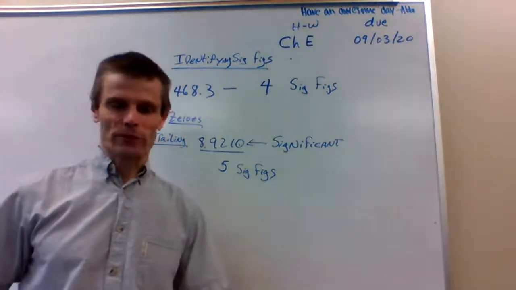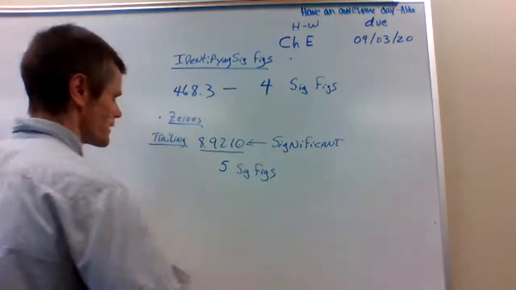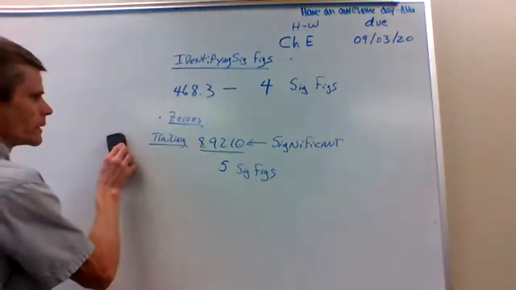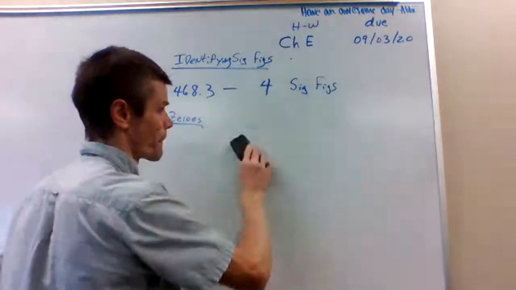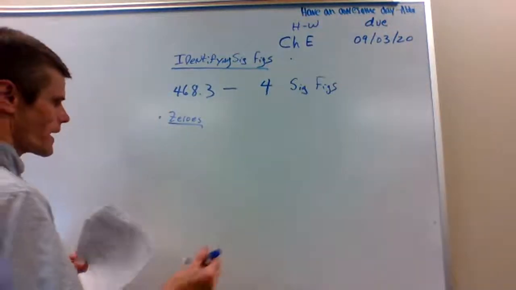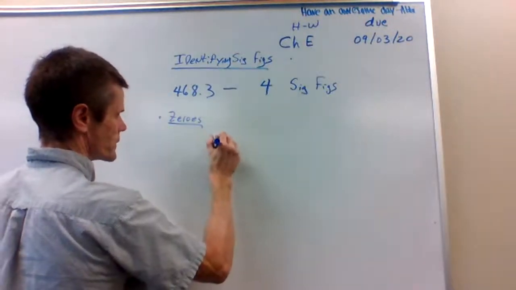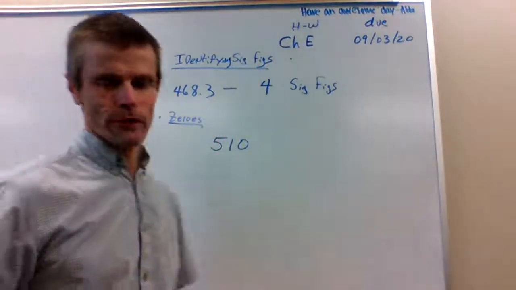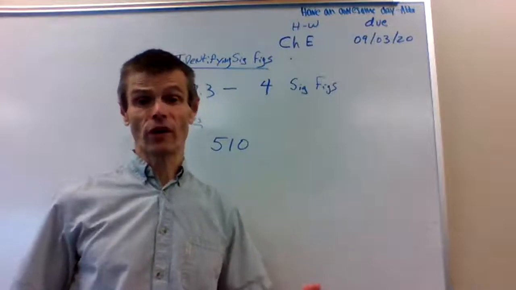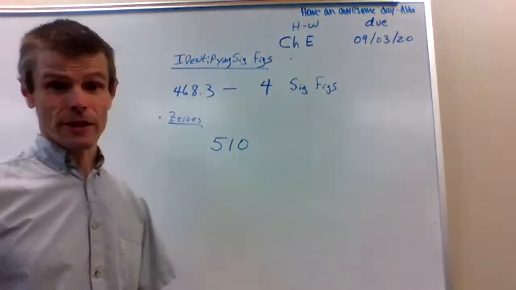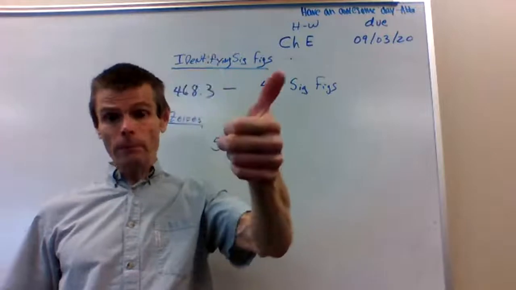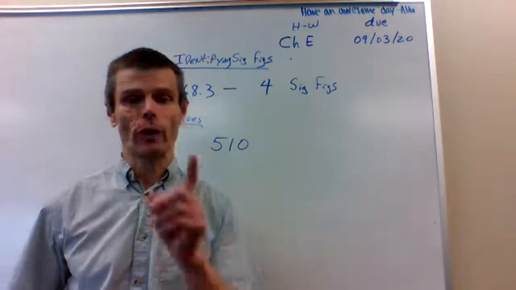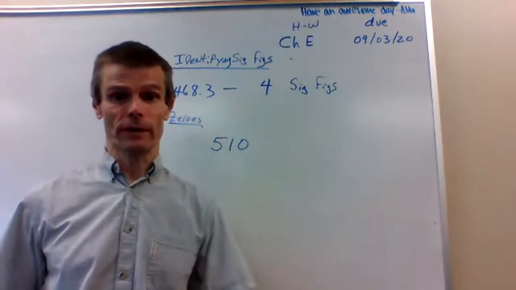Numbers that don't have decimals. Now, students, we don't like these. They're called ambiguous. We're not 100% sure. 510. This is an ambiguous case. Now, if I gave you a question on an exam and I said, how many significant figures? One correct answer is it's ambiguous. We're not 100% sure. But what do we know with certainty?